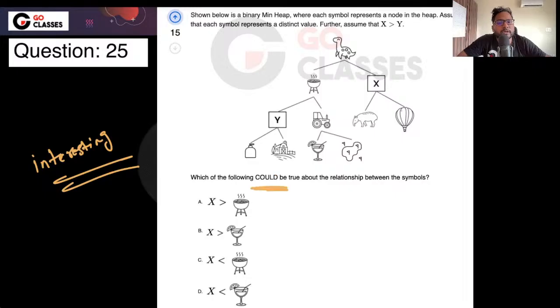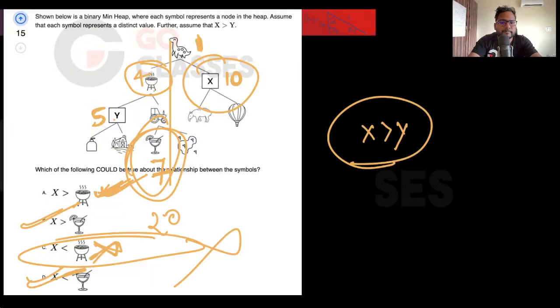In case of "could be," that's why I've made it capital only: could be true. If you say always true, then we cannot say anything about these symbols. We can only say about this particular thing; for always, we cannot say anything about the others.